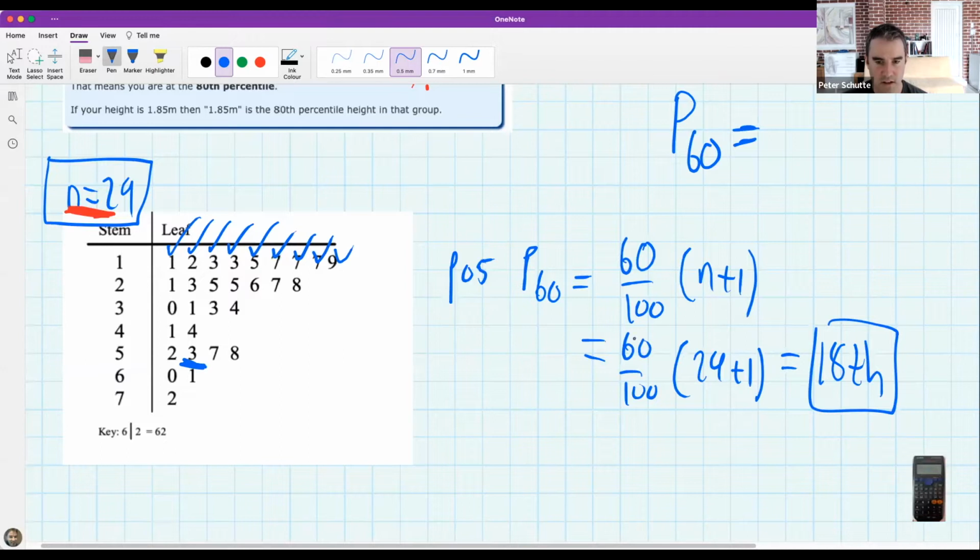So now that I've got the 18th position, I need to count to the 18th position. And I see a few answers are coming through, but I want a few more people to put their answers down, and then I'll kind of go from there. So 1, 2, 3, 15, 16, 17, 18. And so we should get 31.